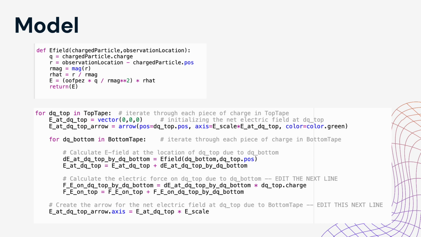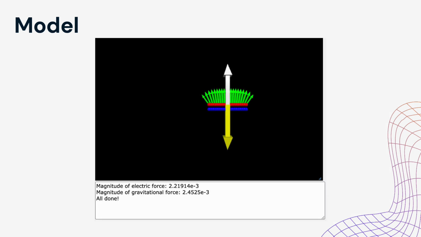iterate through each piece of charge in the top tape, and then calculate the electric field at the location of the top tape and the electric force on the top tape due to the bottom tape. We also calculate the net electric force on the top tape due to the bottom tape. After the model is run, this is what we can see. You can see there are two main arrows, the electric force and the gravitational force, as well as the electric force of the tape.